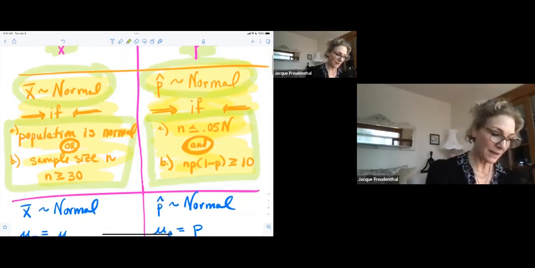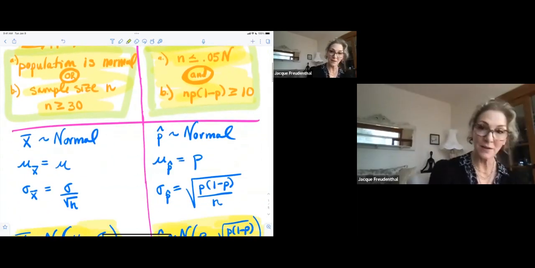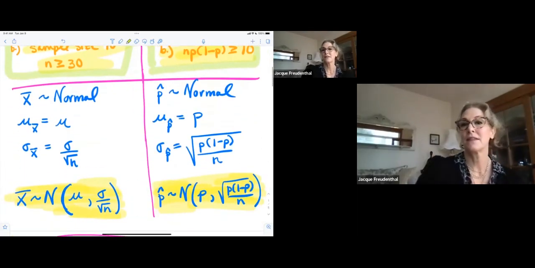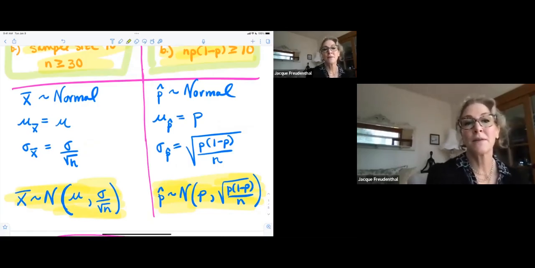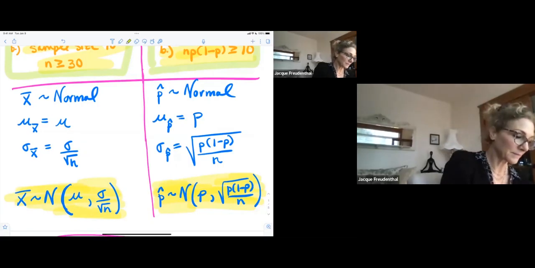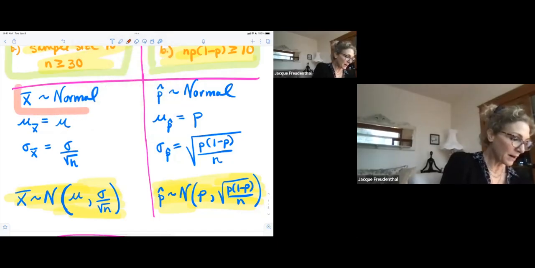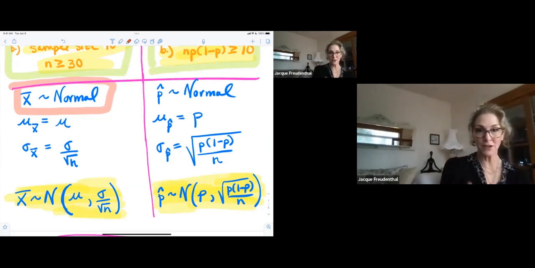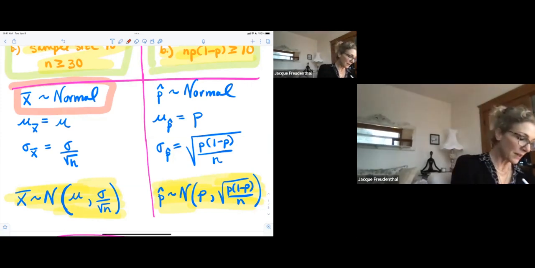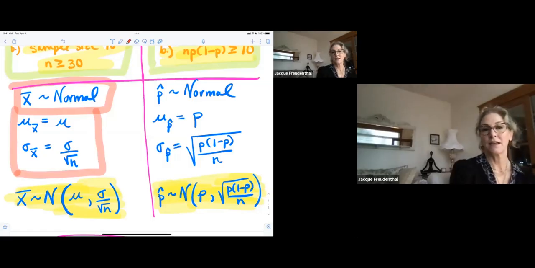Okay, so if we can use the normal model, then we have these tools. So we know it follows a normal model. So if X bar follows a normal model based on what we just talked about above, then we know that the mean of the sample means is the same as the population mean. The mean of the sample means is exactly the same as the population mean.